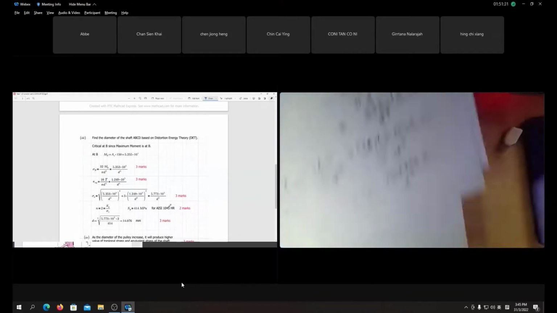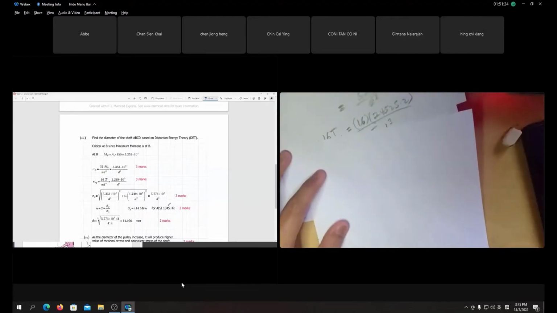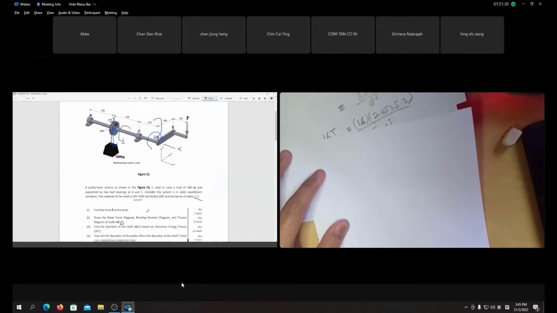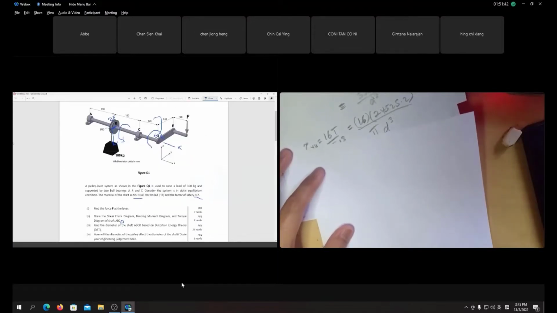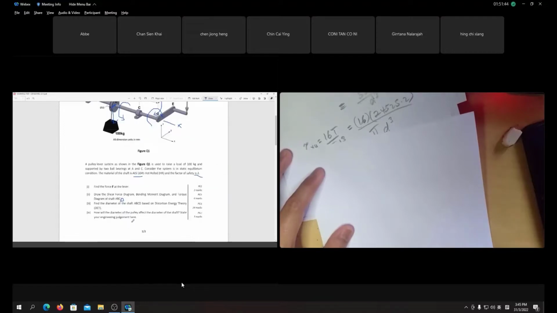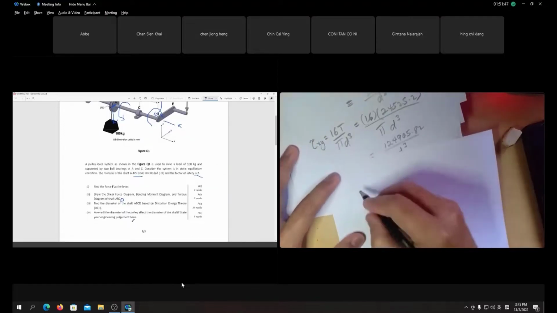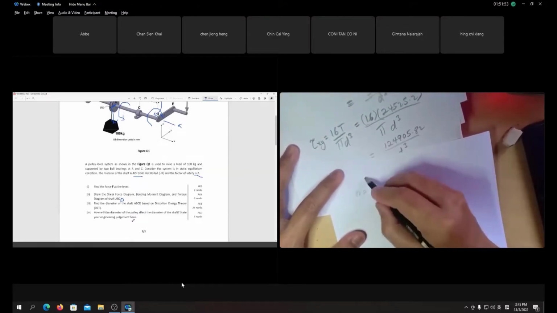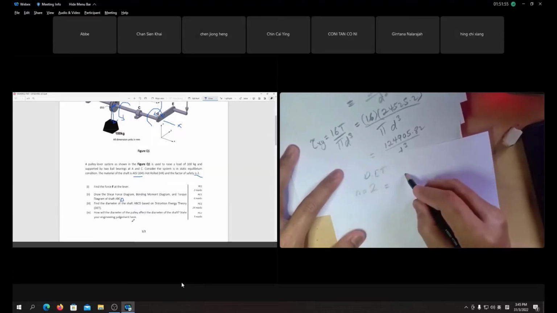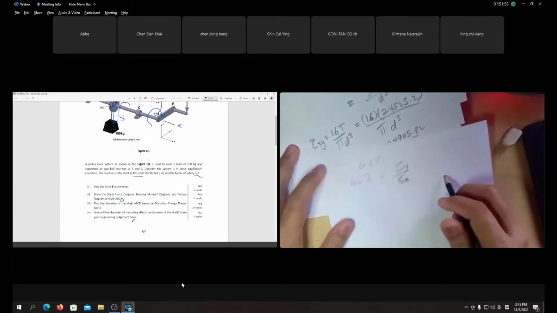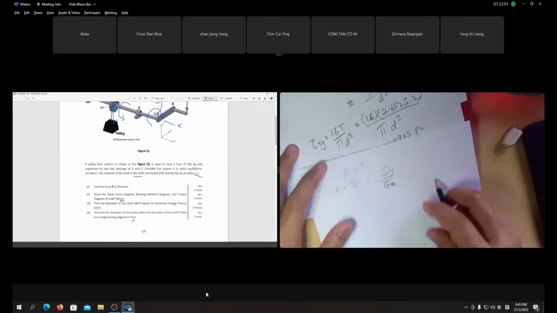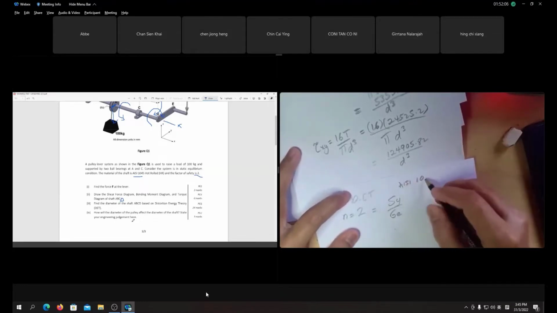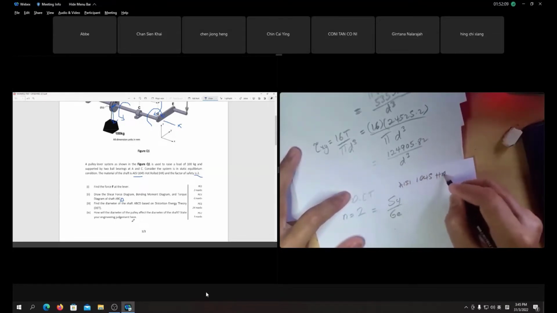Now the question says to find the safety factor. Part 4: find the diameter of the shaft based on the distortion energy theory. The safety factor is already given as 2. Based on DET, safety factor 2 equals SY over sigma E. Then the material is already given, AISI 1045 hot roll, so we can get the SY.